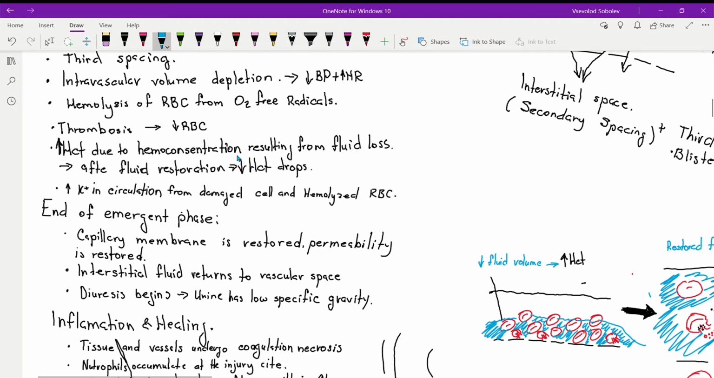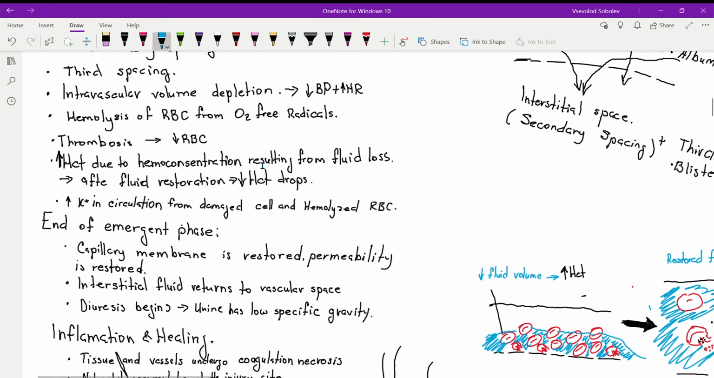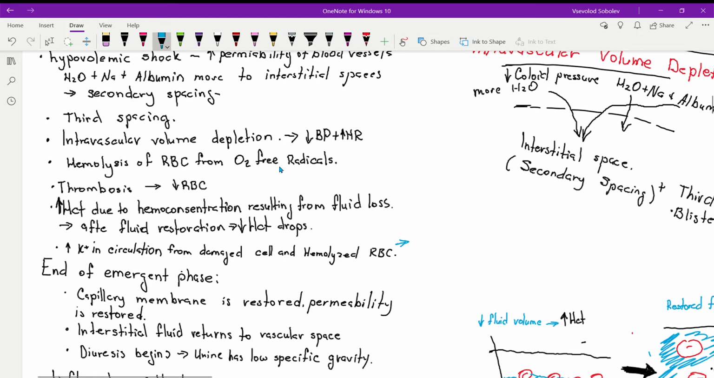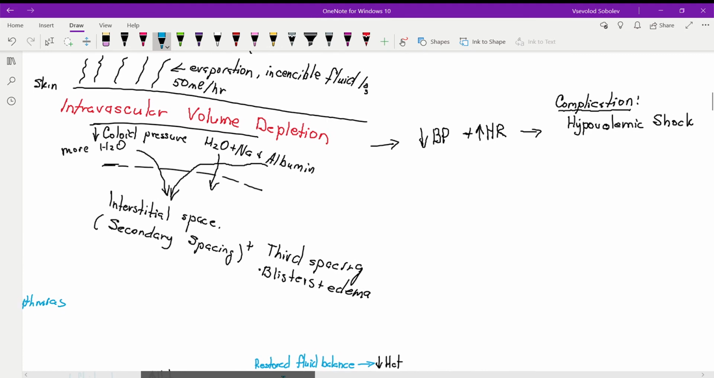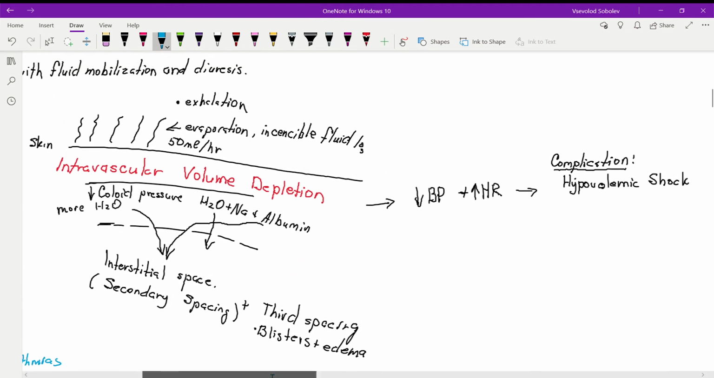We have increased hemoconcentration, which results from fluid loss. After fluid resuscitation, hematocrit drops. There is also increased potassium in circulation from damaged cells and hemolyzed red blood cells. Due to changes in the osmotic pressure, red blood cells will lyse, and the damaged cells in the tissues will release intracellular potassium. This will lead to increased potassium in the blood vessels and arrhythmias. And probably decreased blood flow to the kidneys will keep that potassium in the body.